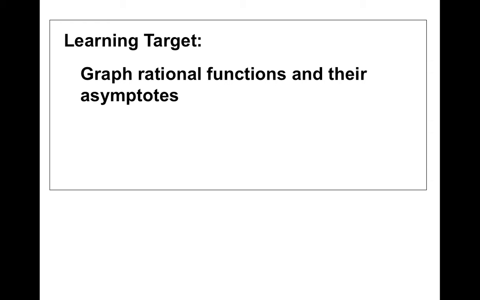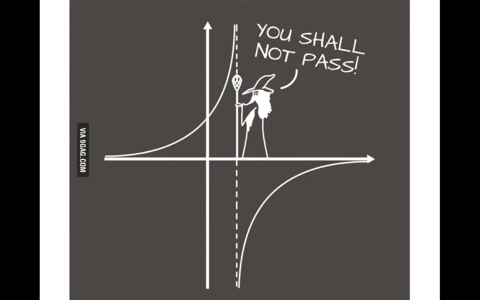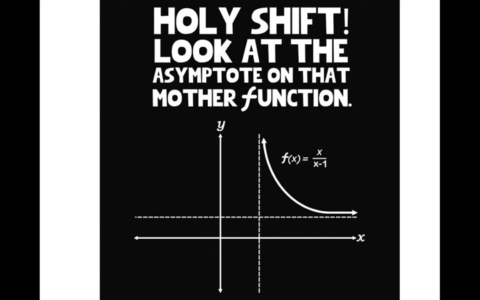I have two terribly cheesy jokes for you. The first one is from Lord of the Rings. You shall not pass. So the graph is approaching the asymptote but not passing the asymptote in both directions here. And then I have my favorite, which is holy shift. Look at the asymptote on that mother function. So notice the graph is shifted and it has asymptotes.